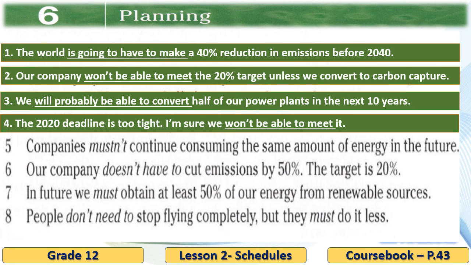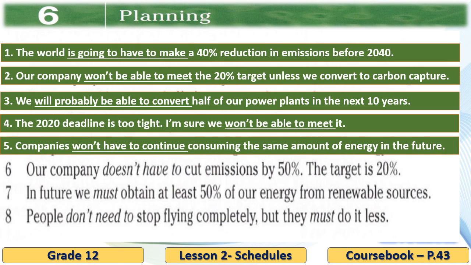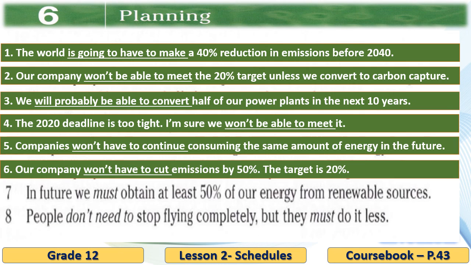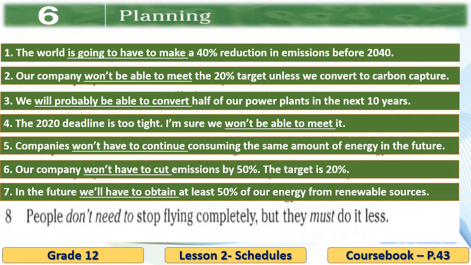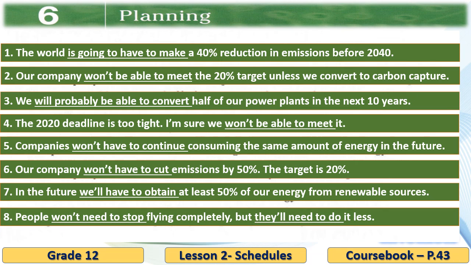In number 5, we have mustn't continue. So we change it, it becomes won't have to continue. In number 6, our company doesn't have to cut. So it becomes won't have to cut. And in number 7, we must obtain. It becomes we will have to obtain. And in the last one, people don't need to stop. It becomes won't need to stop.